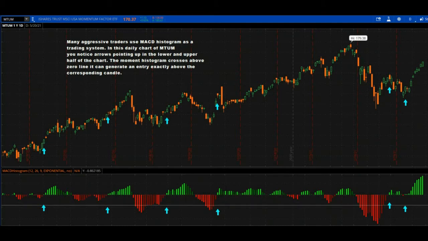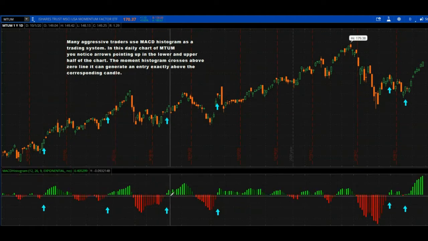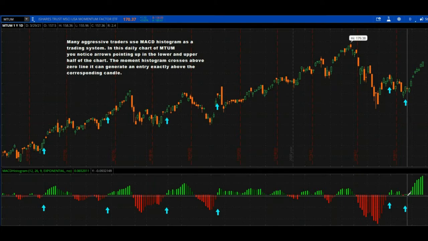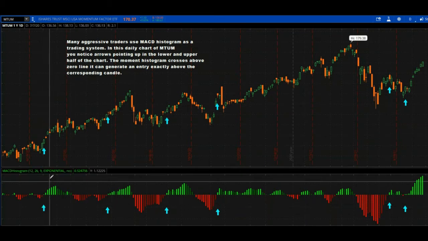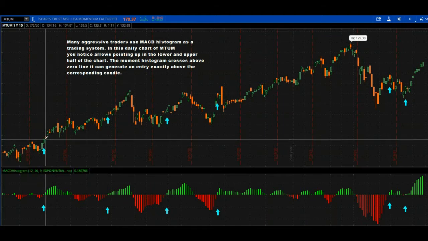The moment histogram crosses above zero line, right here, and here, it can generate an entry exactly above the corresponding candle. So we go above this candle, and it can be a buy above this candle.